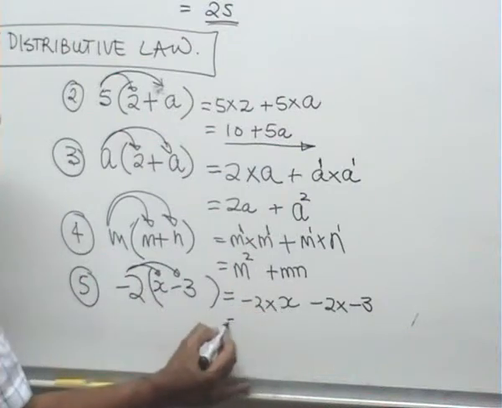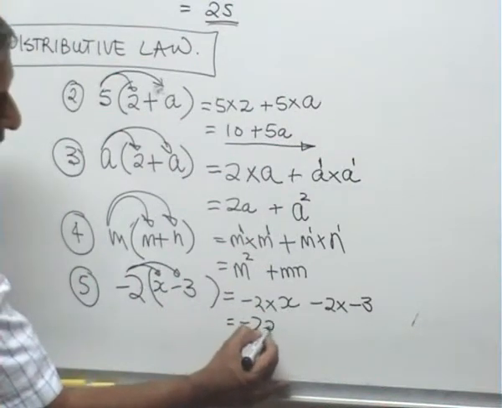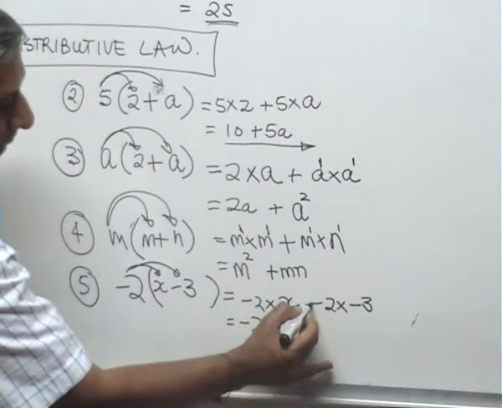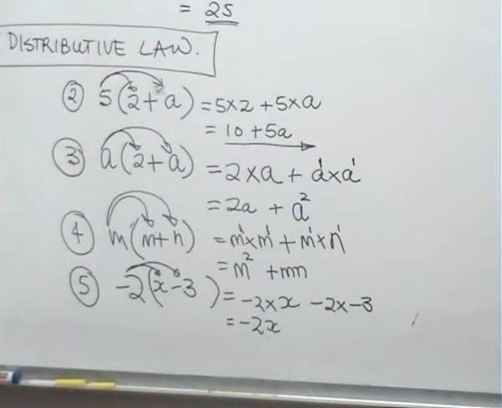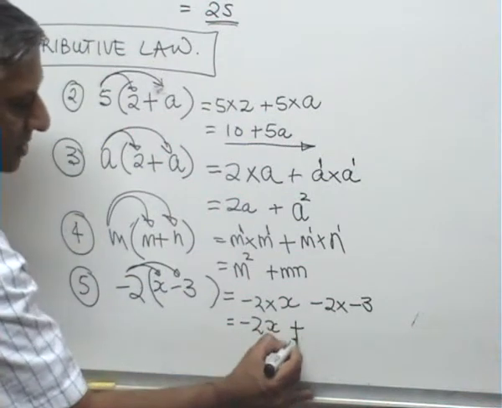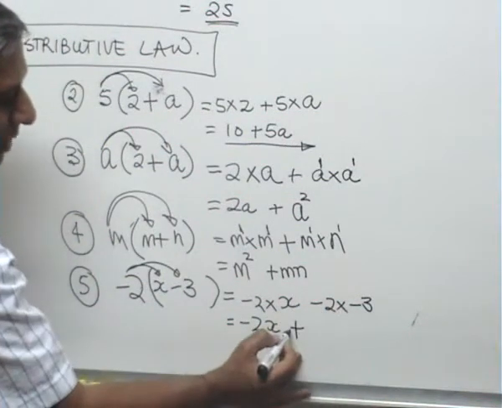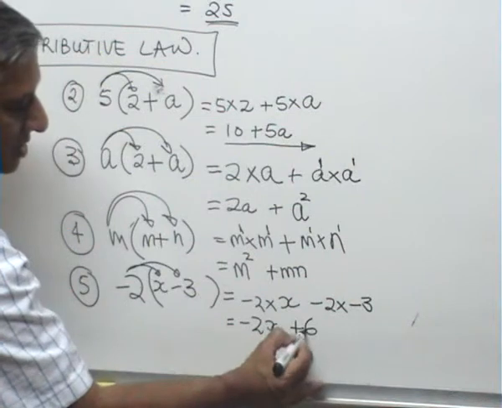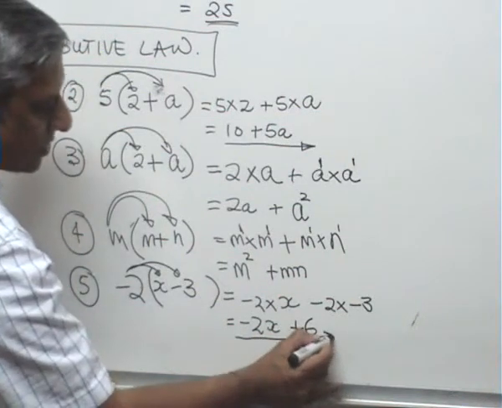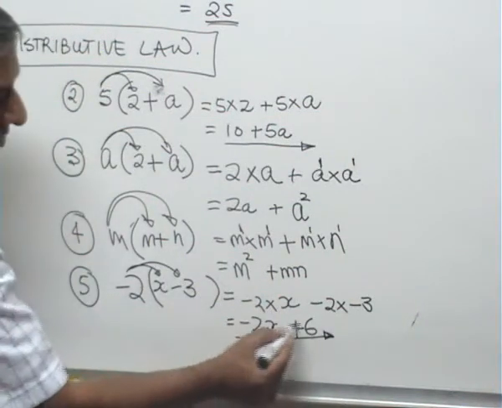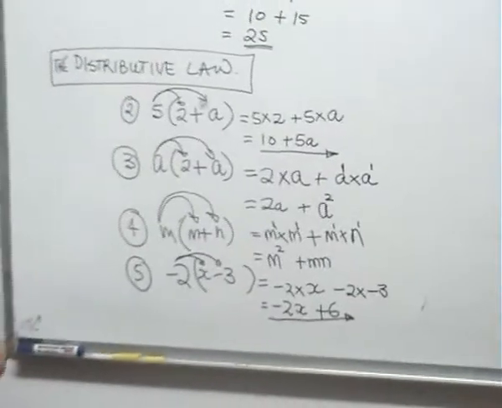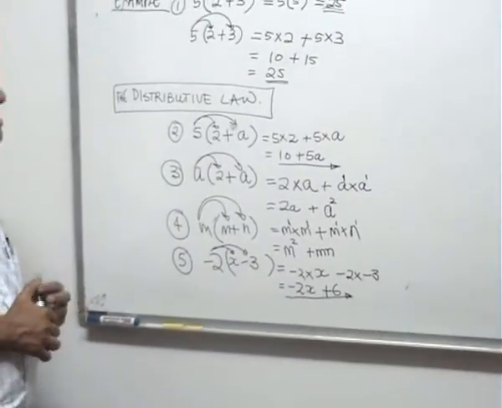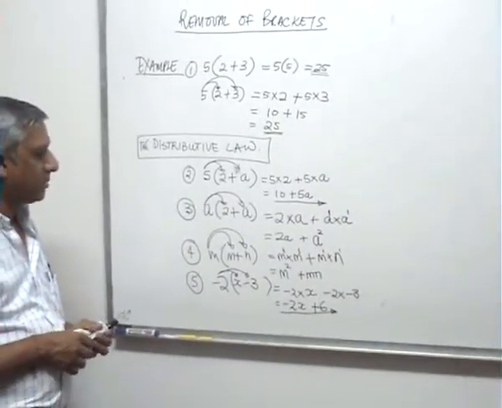Now minus 2 times x will give you minus 2x. Now minus 2 times minus 3, remember the integer rules we learnt earlier on, minus times minus gives you plus, 2 times 3 is 6. So that's your final answer. These are obviously unlike terms and cannot be added. So that's the basics of removal of brackets, and we're going to give you a little exercise now, and you're going to try some examples.